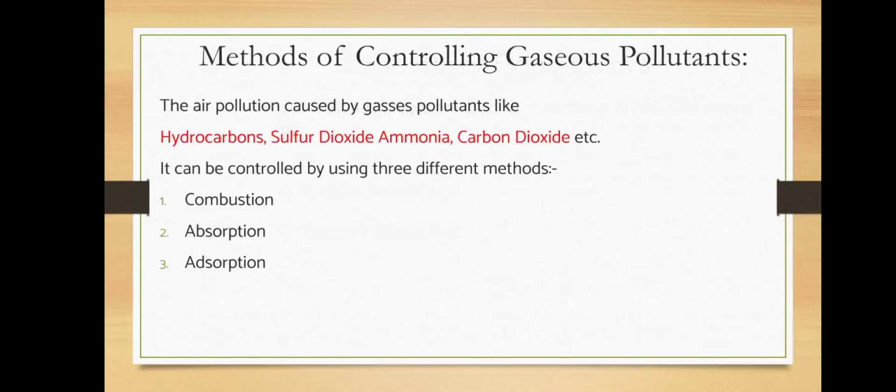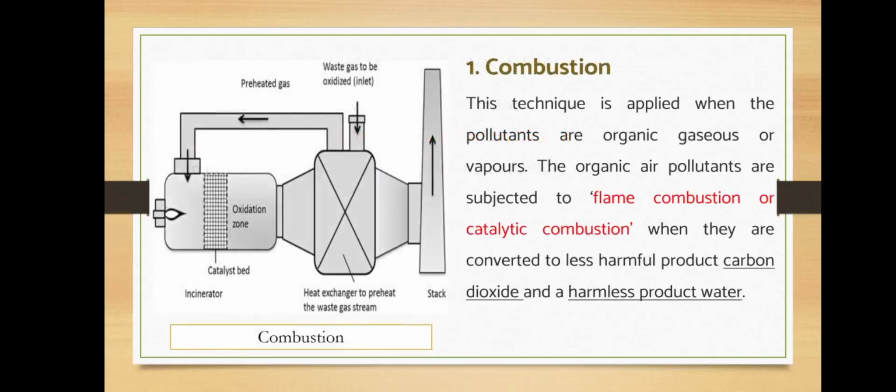And the next is methods of controlling gaseous pollutants. The air pollution caused by gaseous pollutants like hydrocarbons, sulfur dioxide, ammonia, carbon dioxide, etc. can be controlled by using three different methods: combustion, absorption, and adsorption. First, combustion.